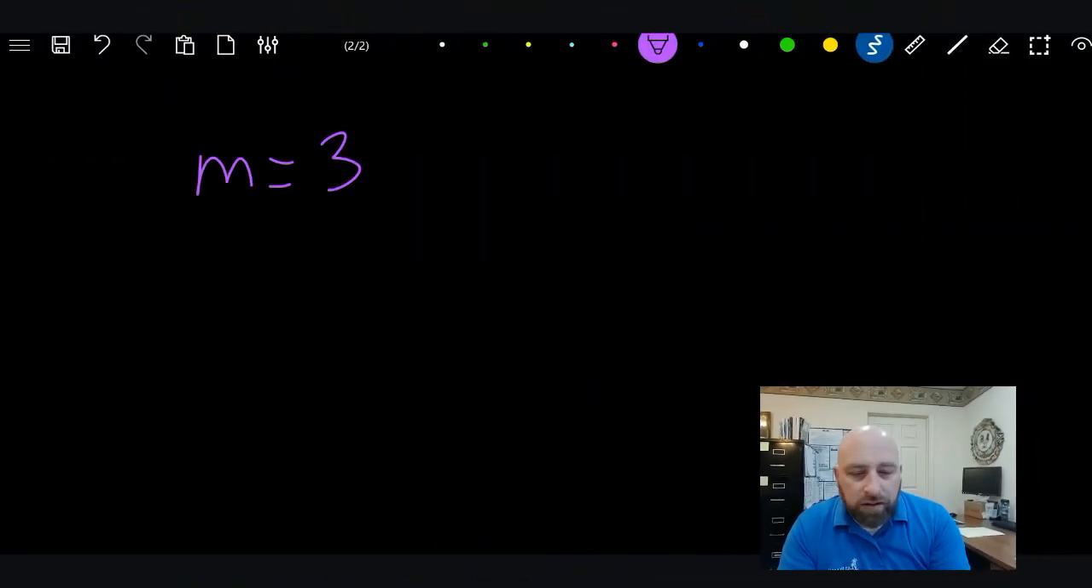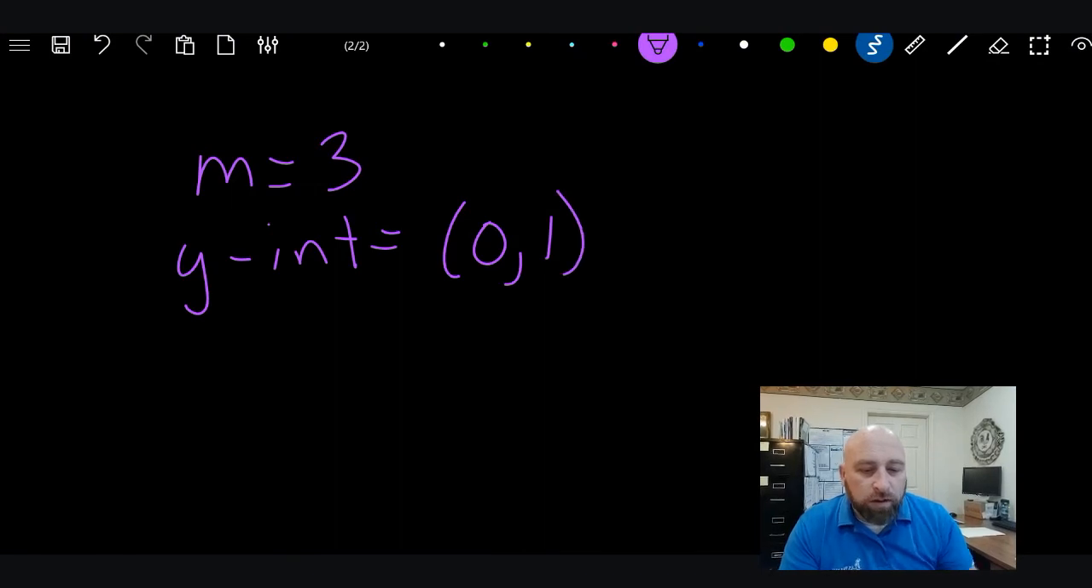And on page 108, it has a little example there where what do you do if it says m equals 3 and the y-intercept equals 0, 1? What if they tell you, I want you to put that into slope-intercept form? I want you to build an equation. Well, let's do that. That's not that hard, actually.